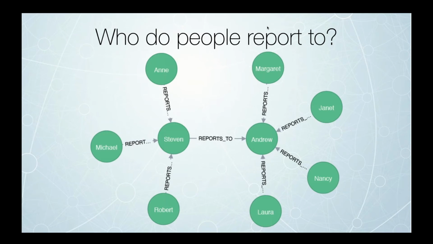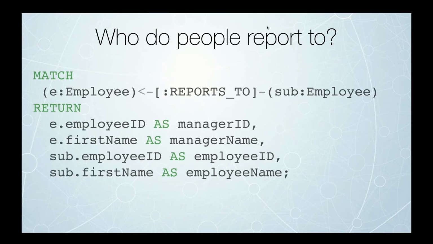We can see that Stephen reports to Andrew. We can see that lots of other people report to Andrew as well. This gives us the hierarchy of the employee reports to piece of the organization. Now this is modeled as a graph. That's how we would see it if we ran that in the Neo4j browser. But we can also return the results in tabular form.